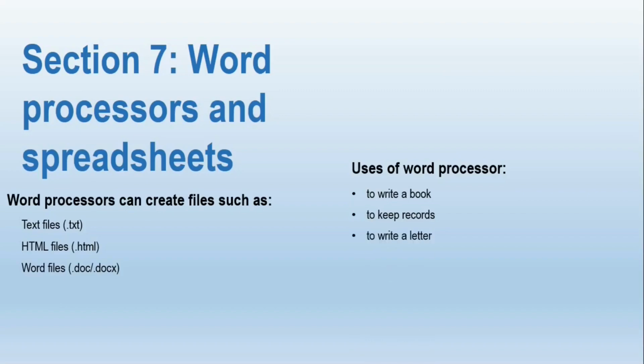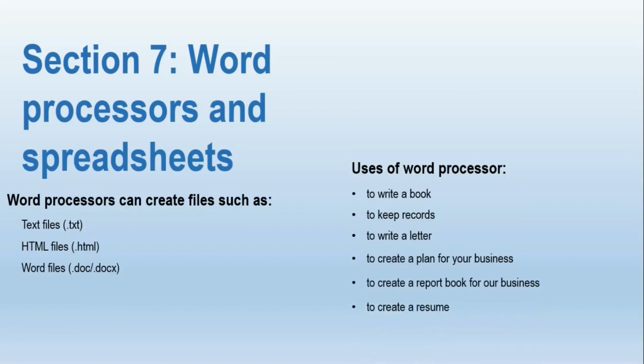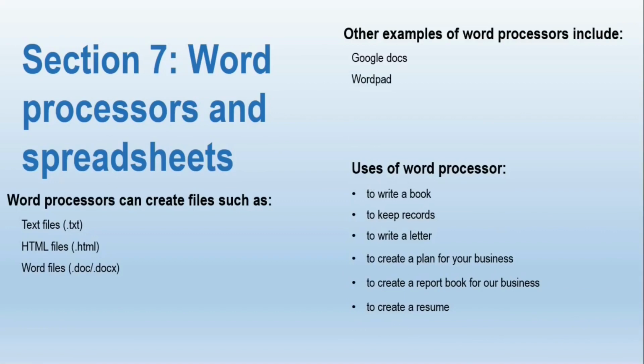We can write a letter, we can create a plan for our business, we can create a report book for our business, and we can create a CV and resume, and apply for jobs. But it's not only Microsoft Word, we still have other examples of word processors, and some of them are Google Docs, WordPad, WPS Office, WordPerfect, and so on.